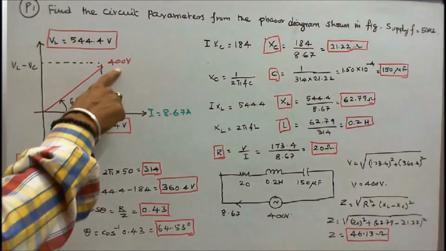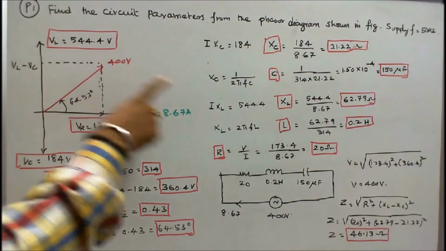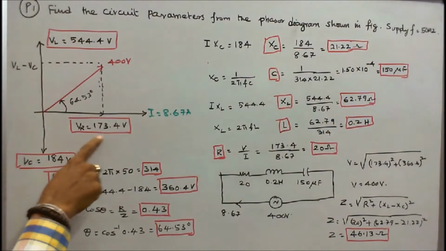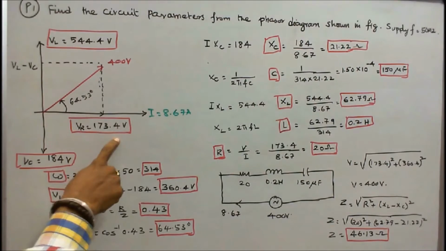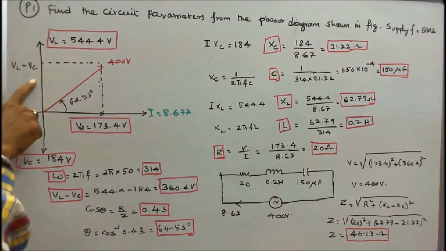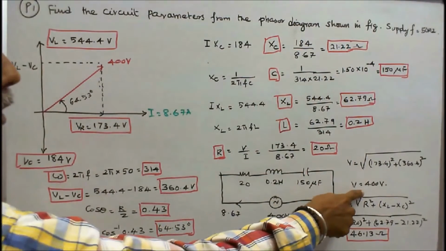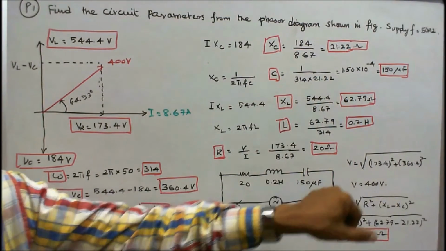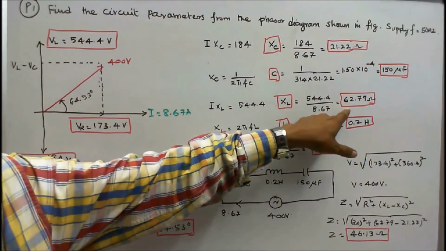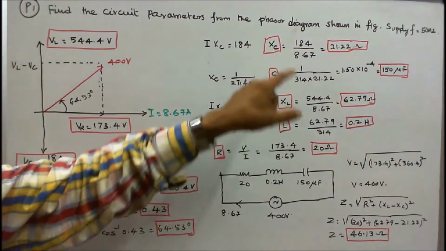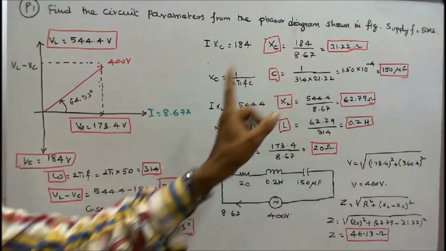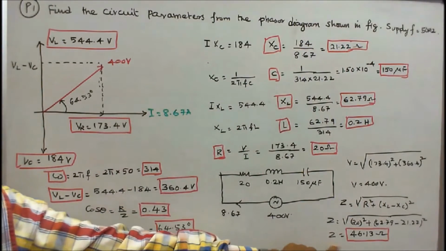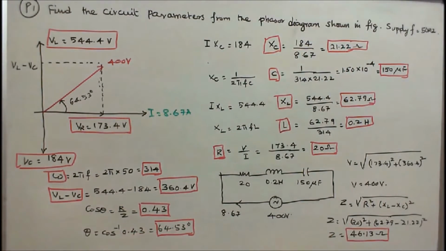So I can find the resultant voltage V. V is equal to root of 173.4 the whole square plus 360.4 the whole square, that is equal to 400 volts. I can find Z. Z is equal to root of R square plus XL minus XC the whole square. Here XL is equal to 62.79, XC is equal to 21.22, R is equal to 20. Therefore Z is equal to 46.13 ohms.